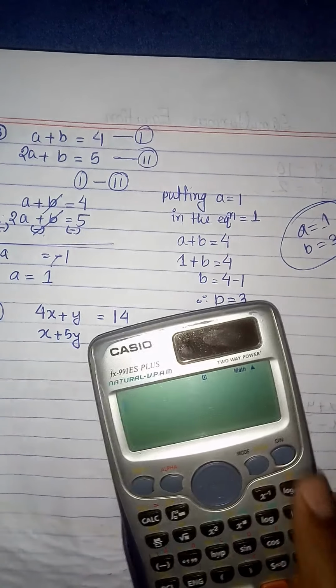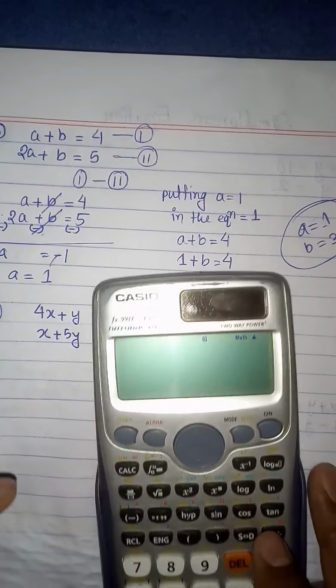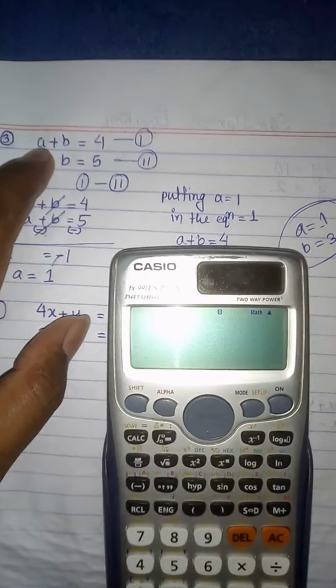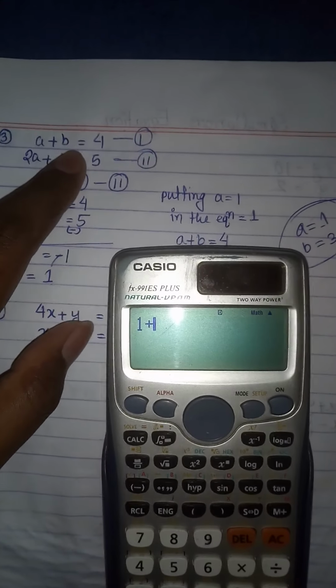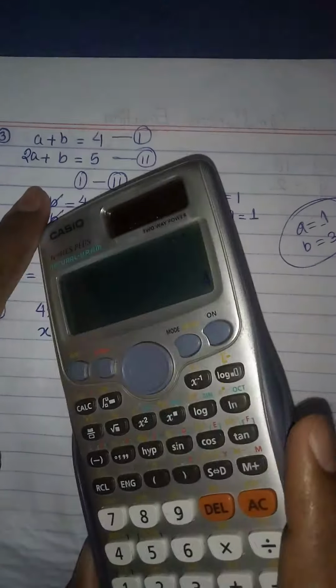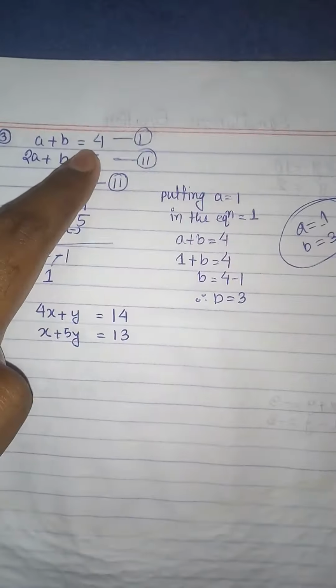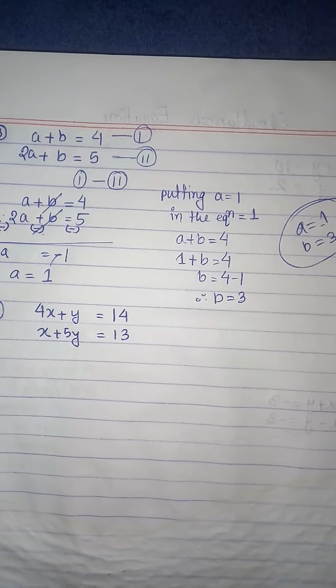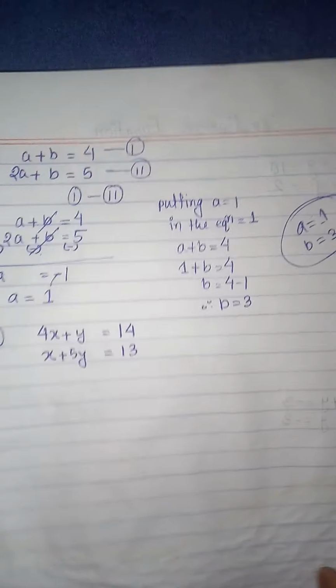Let me show you once again. We have used a equal to 1 and b equal to 3, that is 1 plus 3. So the value is 4. As you can see, the value is 4. So this value is also 4. That means our equation's answers are correct.